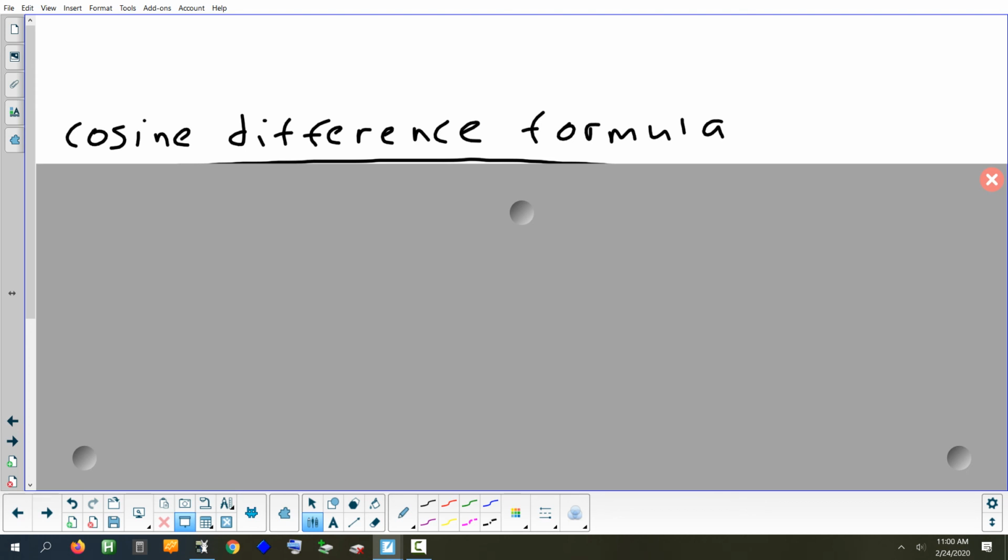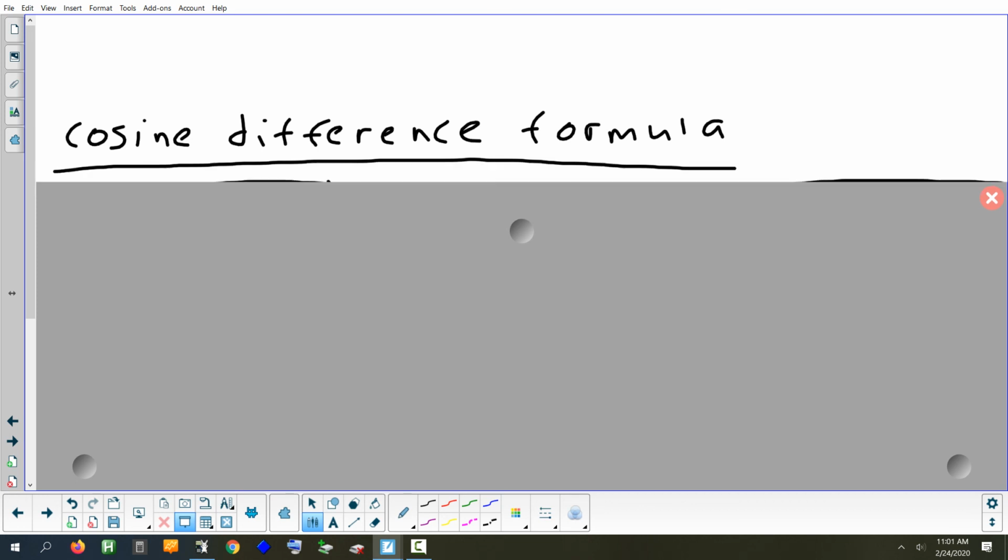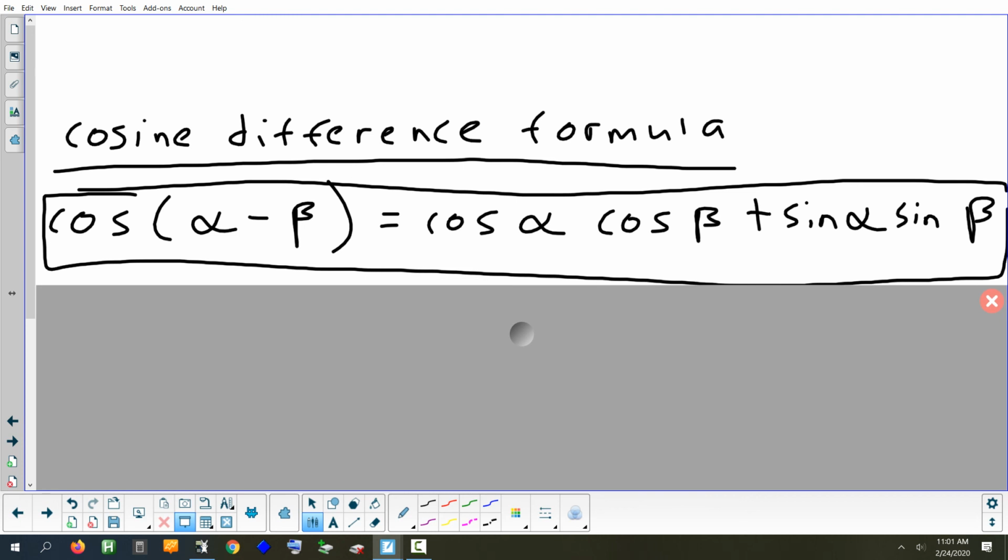The proof of this is a little bit lengthy, so we don't go through it. It'll take about 15-20 minutes to explain where it comes from. But now that I gave you this one, we can use it to figure out all the other ones very, very quickly. I'm just going to start you off with this one because the proof just takes too long. So this is what we call the cosine difference formula.